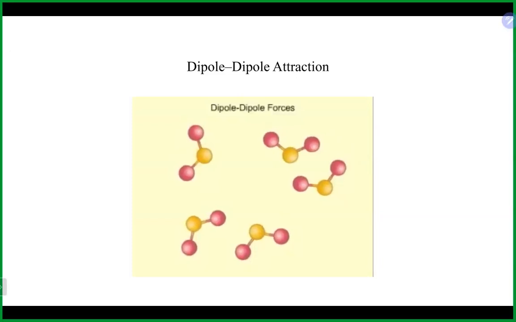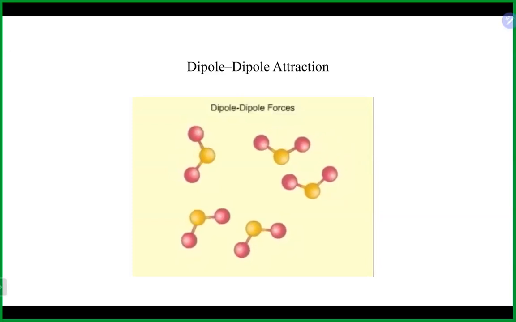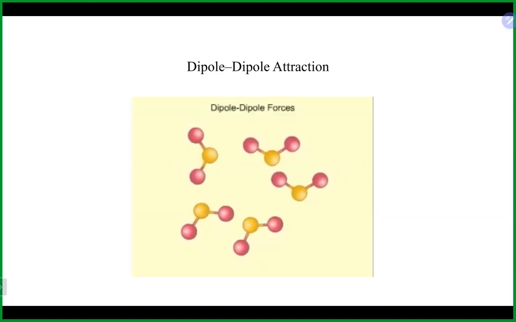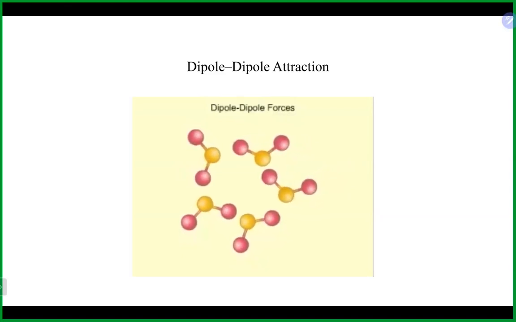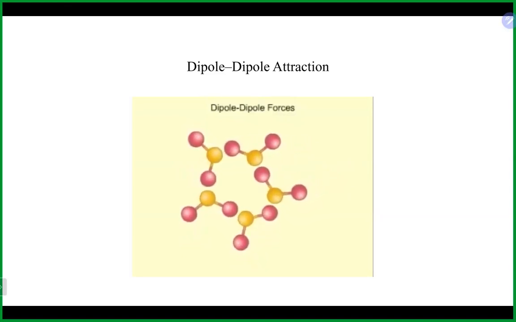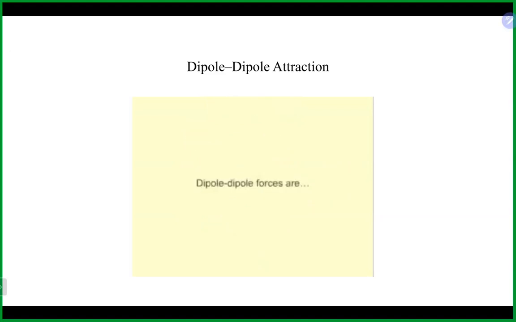When polar molecules, such as sulfur dioxide, are close to one another, they tend to align so that the positive end of one molecule points towards the negative end of another molecule. Attractions among polar molecules are called dipole-dipole forces.